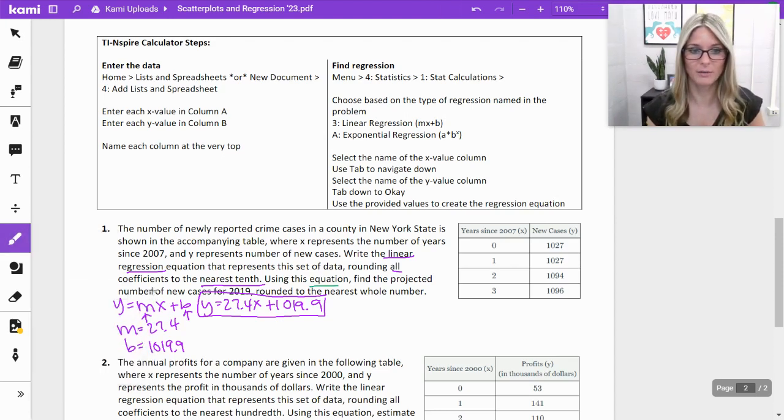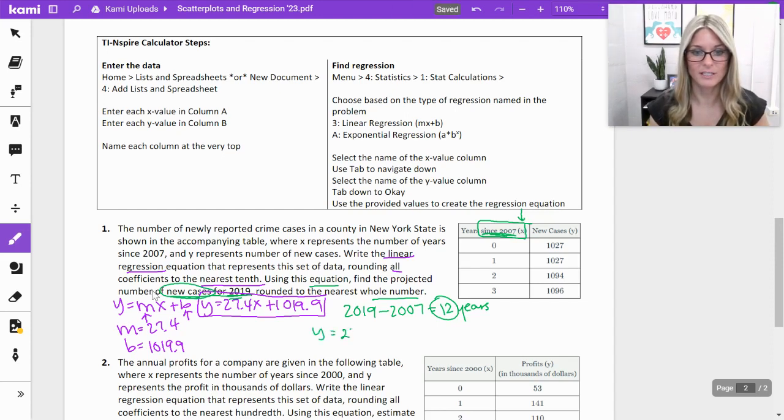Part 2, I'm going to switch colors here. Part 2, we're going to use the equation to find the number of new cases for 2019. Hint, hint, wink, wink, pay attention, and round to the nearest whole number. Pay attention because we were given number of years since 2007, and we're finding 2019. So let's do 2019 minus 2007, which gives us 12 years. We will plug in 12 for x. You see that? Plugging in 12 for x will tell us how many new cases y.